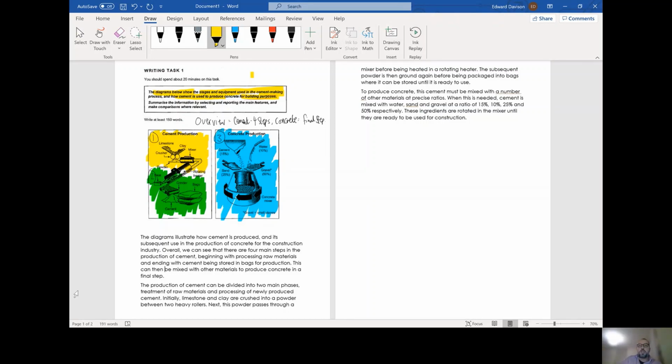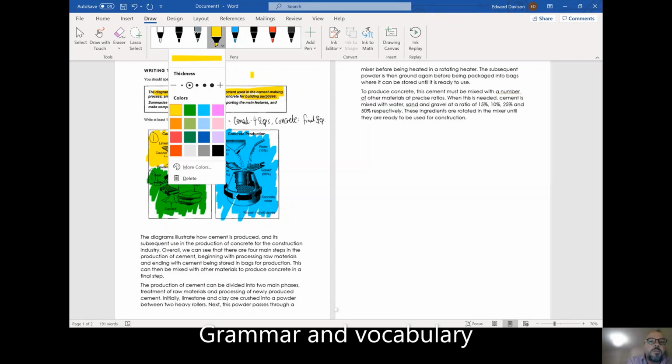Okay, so in terms of our task achievement and our cohesion and coherence, we have summarized the data by selecting and reporting main features. We've made comparisons and connections between the features. We have an overview, so we're happy there. What else is it about this that is gaining me points in terms of language that I'm using? Well, there are two major language points that you want when you are describing processes. And you may have noticed what these are already. The first of them is using the passive voice.